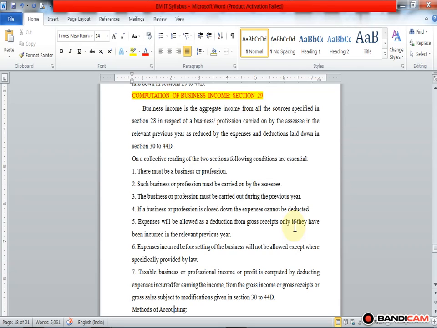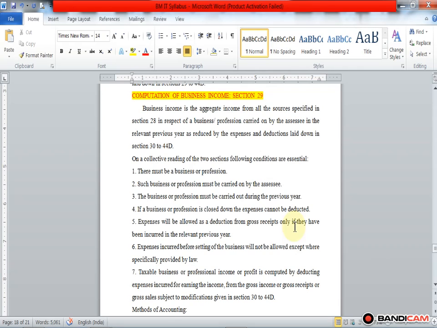So when we are computing the income of business or profession, there must be a business or profession. Second, such business or profession must be carried on by the assessee. So the business or profession must be carried on by the assessee or the taxpayer. So that we compute the taxable income of business or profession under the head business or profession if the taxpayer is the same. Third, the business or profession must be carried out during the previous year. Fourth, if a business or profession is closed down, the expenses cannot be deducted.